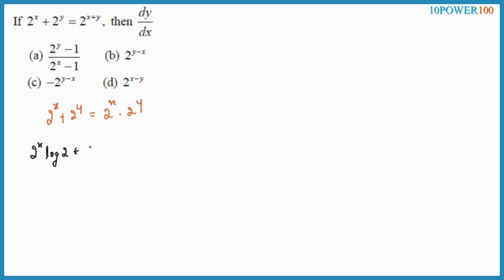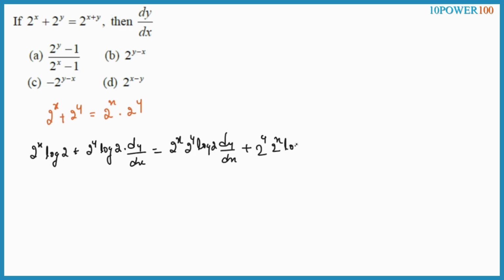Next, the differentiation of 2 power y is 2 power y into log 2 into dy by dx. On this side we have to use the product rule. I'll keep 2 power x as it is: 2 power y log 2 dy by dx plus 2 power y, I'll keep it as it is. The differentiation of 2 power x is 2 power x into log 2.